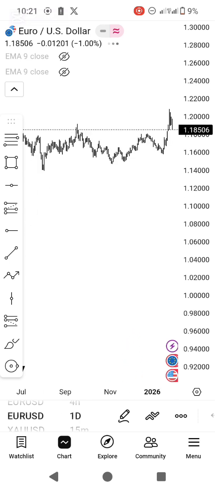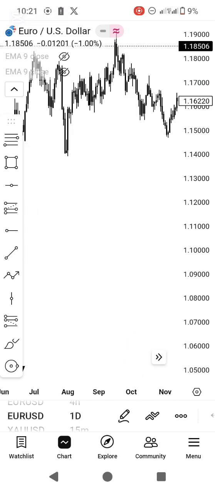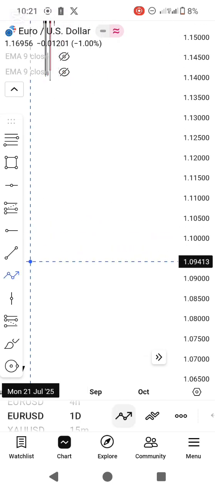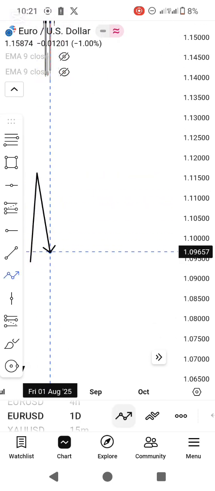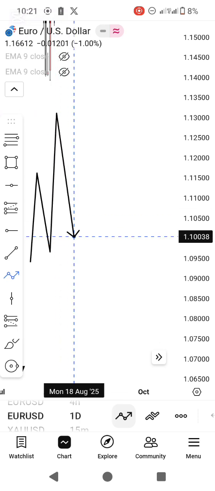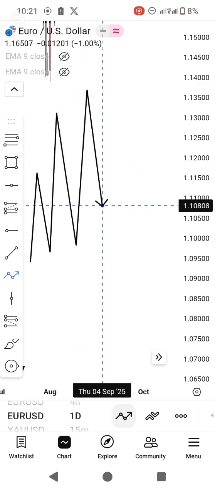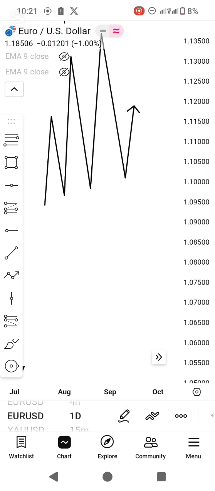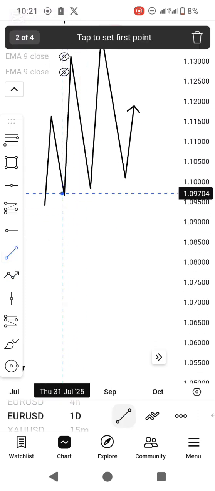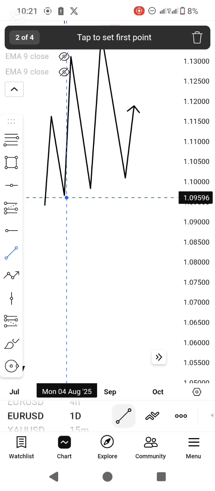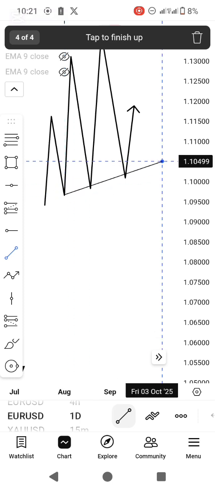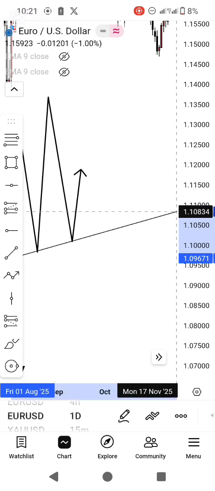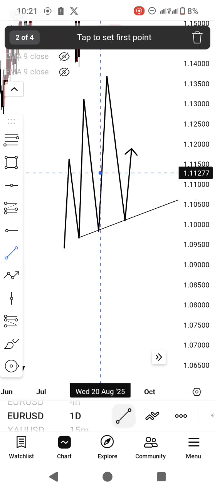Remember we said that in an uptrend, we have price moving like this: a high, a low, a higher high, higher low, higher high, higher low, and it keeps going higher. So in an uptrend, these are the higher lows. We want to connect these higher lows diagonally. This gives us our trend line for an uptrend.